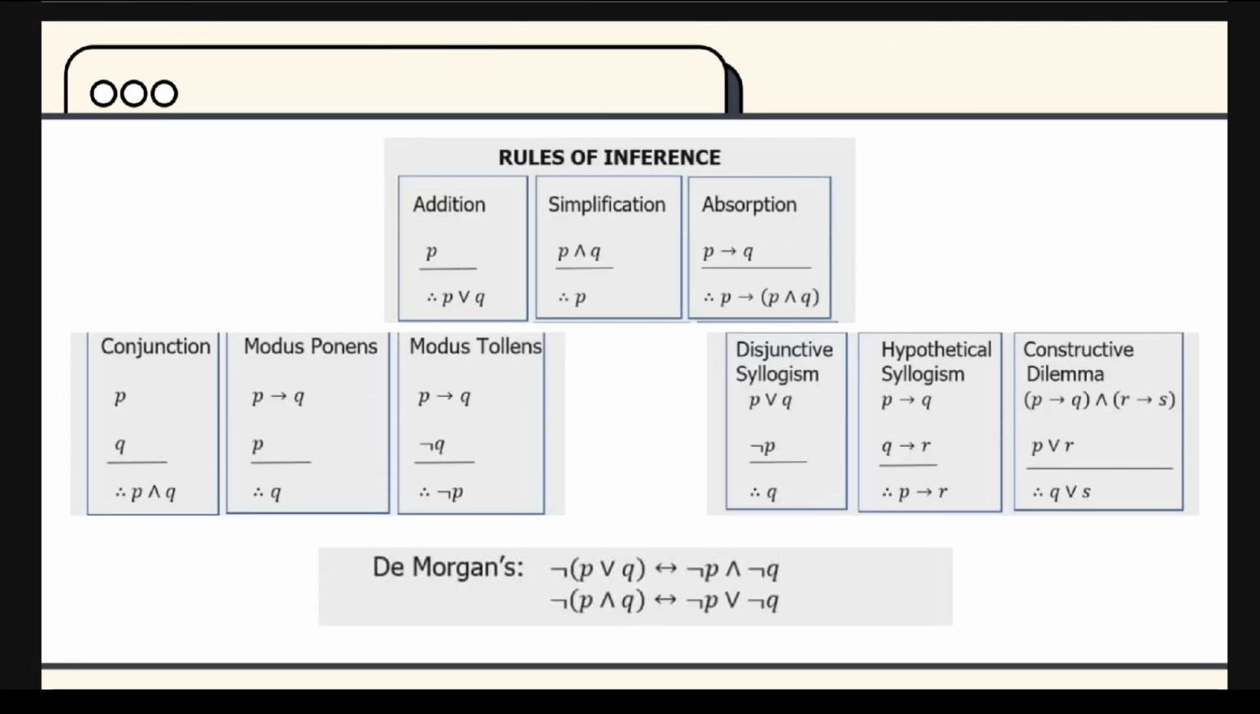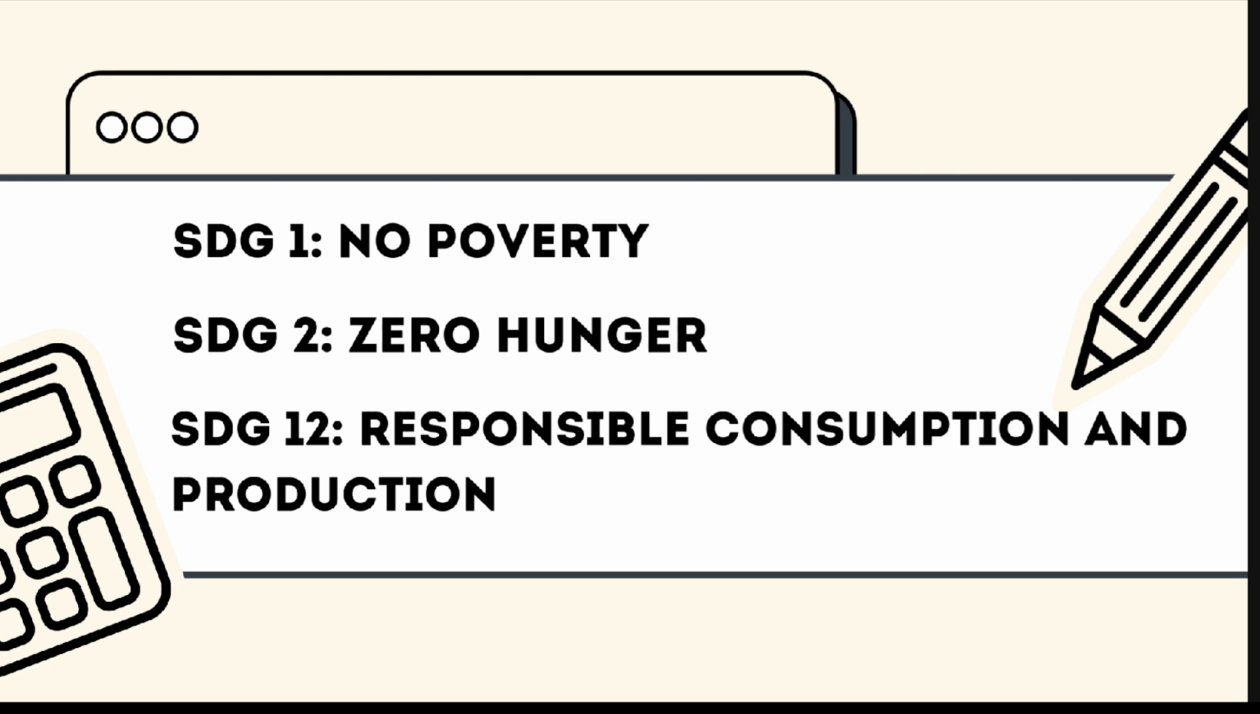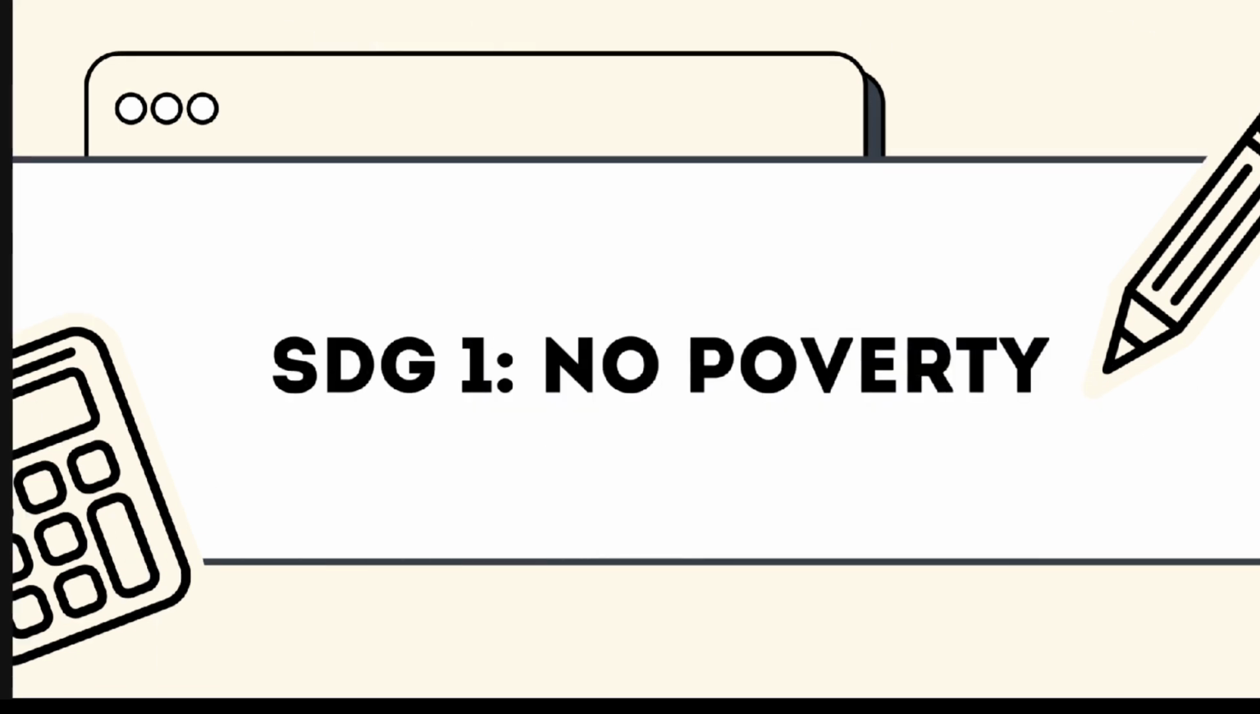So, these are the rules of inference. We have addition, simplification, absorption, conjunction, modus ponens and modus tollens, disjunctive syllogism, hypothetical syllogism, constructive dilemma, and the De Morgans. So, we have three arguments. We have SDG 1, no poverty, SDG 2, zero hunger, and SDG 12, responsible consumption and production. So first is SDG 1, no poverty.